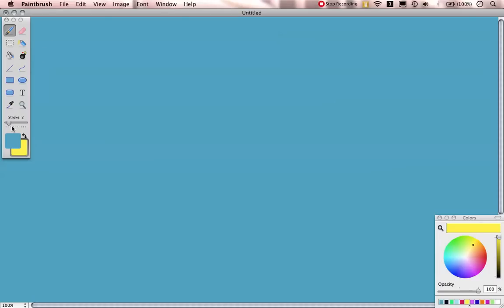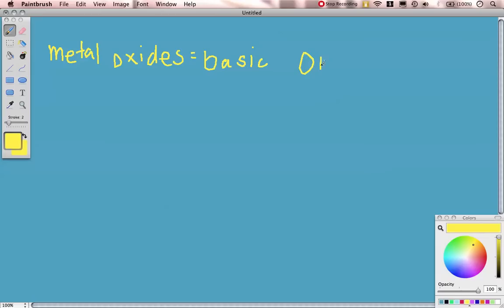Now hopefully, as you will remember from our previous discussions, most metal oxides are basic. There are a couple of exceptions to the rule, which I'll be talking about later on, but for the most part, metal oxides are basic. That is because they react with water to form hydroxide ions. And you'll remember that one of the definitions of a base is the formation of hydroxide ions.